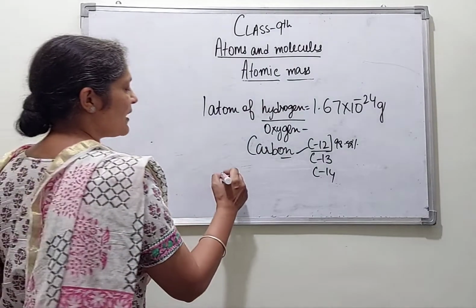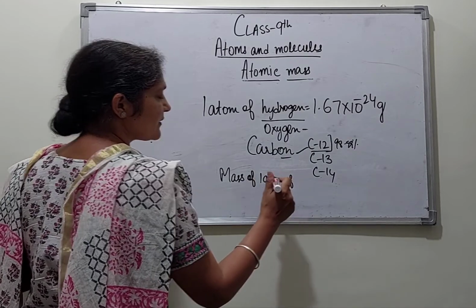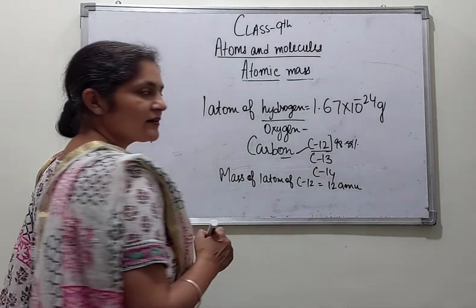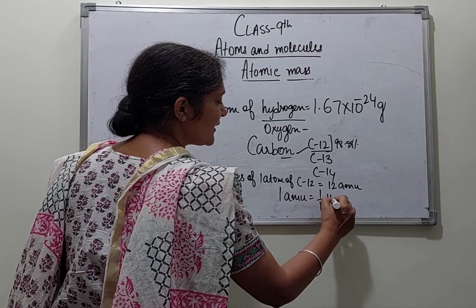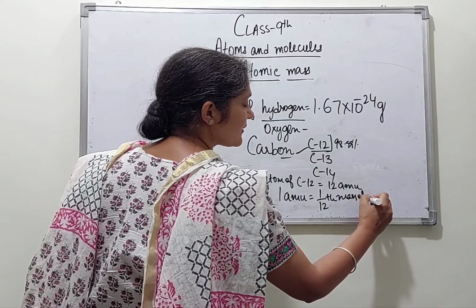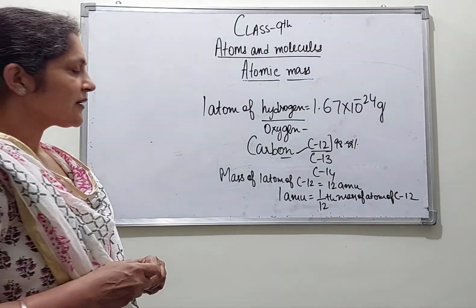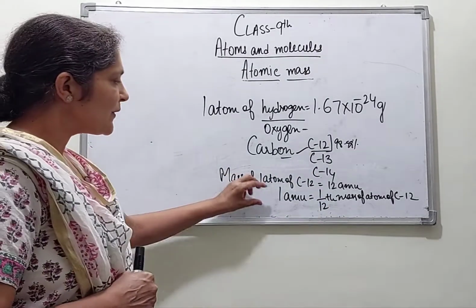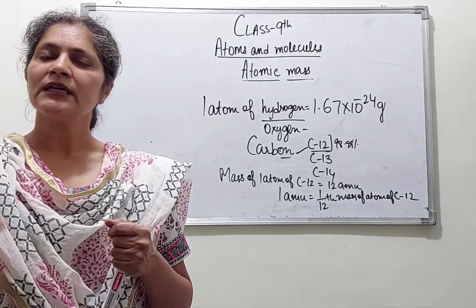Now students, the mass of one atom of carbon 12 is equal to 12 atomic mass units. Right students? So 1 atomic mass unit is equal to 1/12 the mass of an atom of C12. So we took it as a standard unit to calculate the mass of the atoms of the other elements.